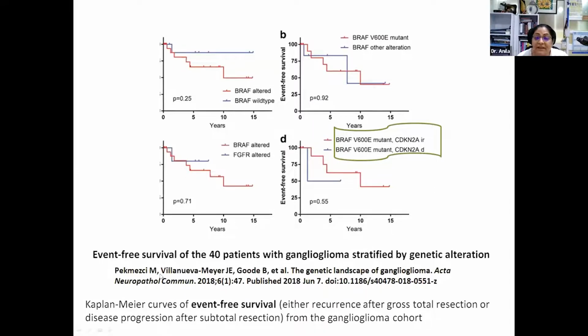In this article by Pekpesi et al., they have studied the gangliogliomas extensively, and they have compared the event-free survival between the BRAF altered and BRAF wild type. One can see that the event-free survival of the BRAF altered tumors is poor compared to the wild type. And this is the comparison between BRAF V600E mutant, the red one, versus other alterations in BRAF. Similarly, they have contrasted BRAF and FGFR altered tumors. And like I discussed in the last slide, if the tumor has a BRAF V600E mutation but CDKN2A intact, the event-free survival is better as compared to a mutant tumor with deletion in CDKN2A.